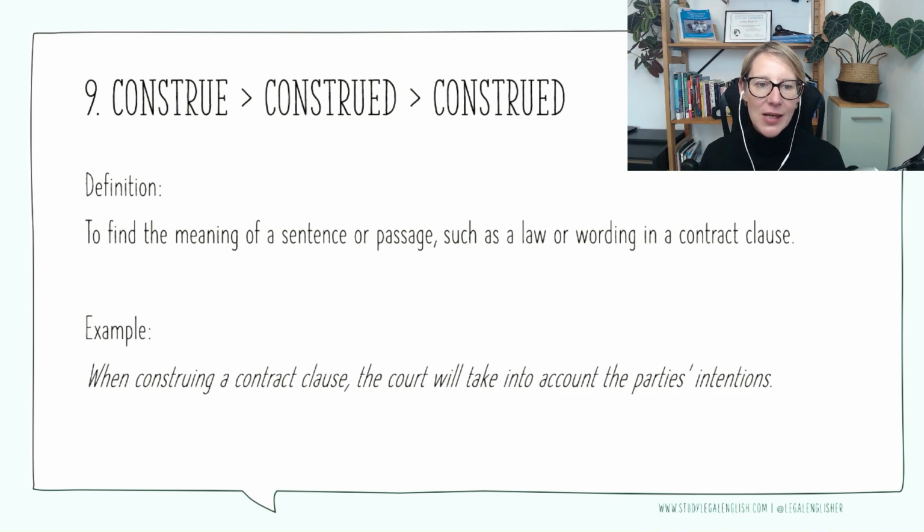An example sentence: when construing a contract clause, the court will take into account the parties' intentions. So if there is an ambiguous contract clause where one party is arguing that it means one particular thing, the other party is saying that it means something else, the court has to construe this particular clause. And how do they do that? They probably look at the contract as a whole. They look at the wording of that particular clause, and they probably also take into account if there's a recitals section which talks about the intention of the parties, the background of the deal. Okay.